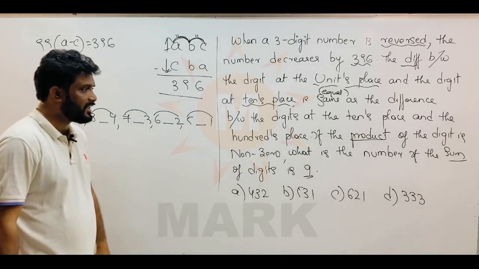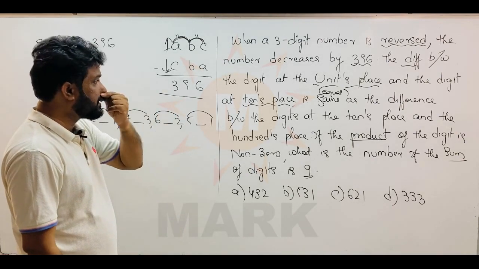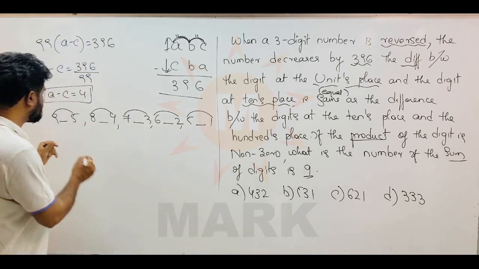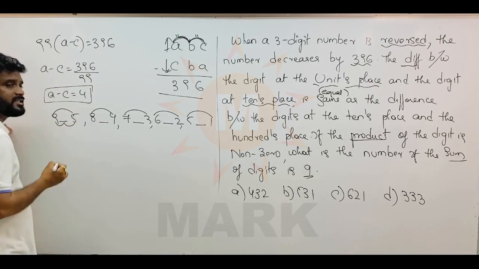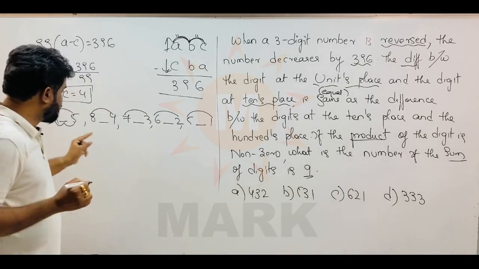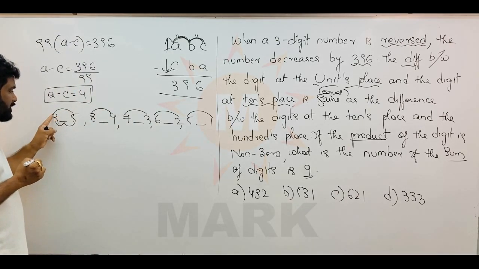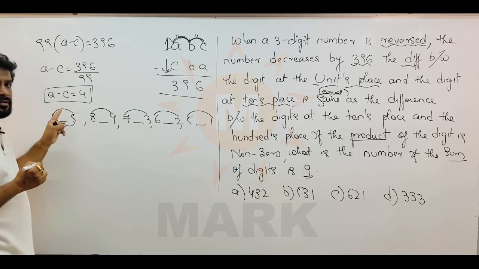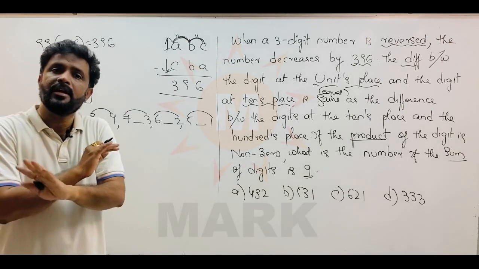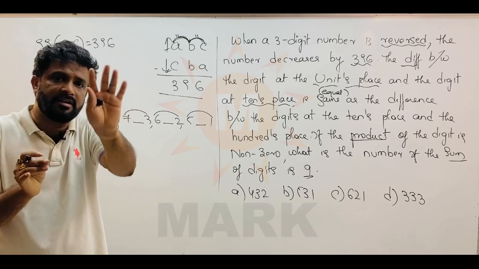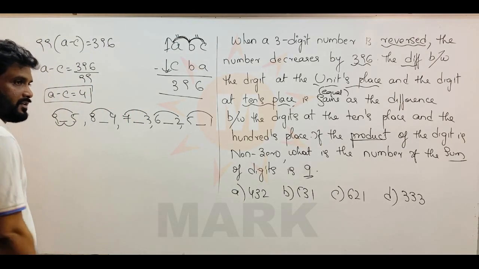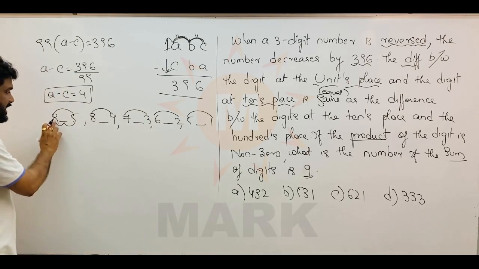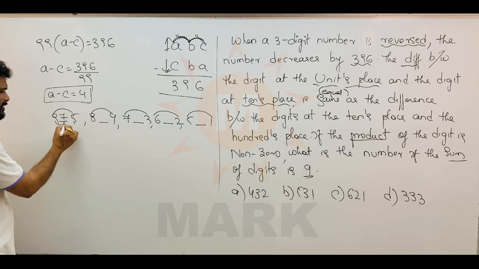And now he is telling that the difference between the units place and the tens place must be the same as the difference between the tens place and the hundreds place. That means the middle number should be exactly in between those numbers, my dear friends. So here, what is exactly in between these numbers? It should be 7. Then 9 minus 7 is equal to 2, 7 minus 5 is equal to 2.